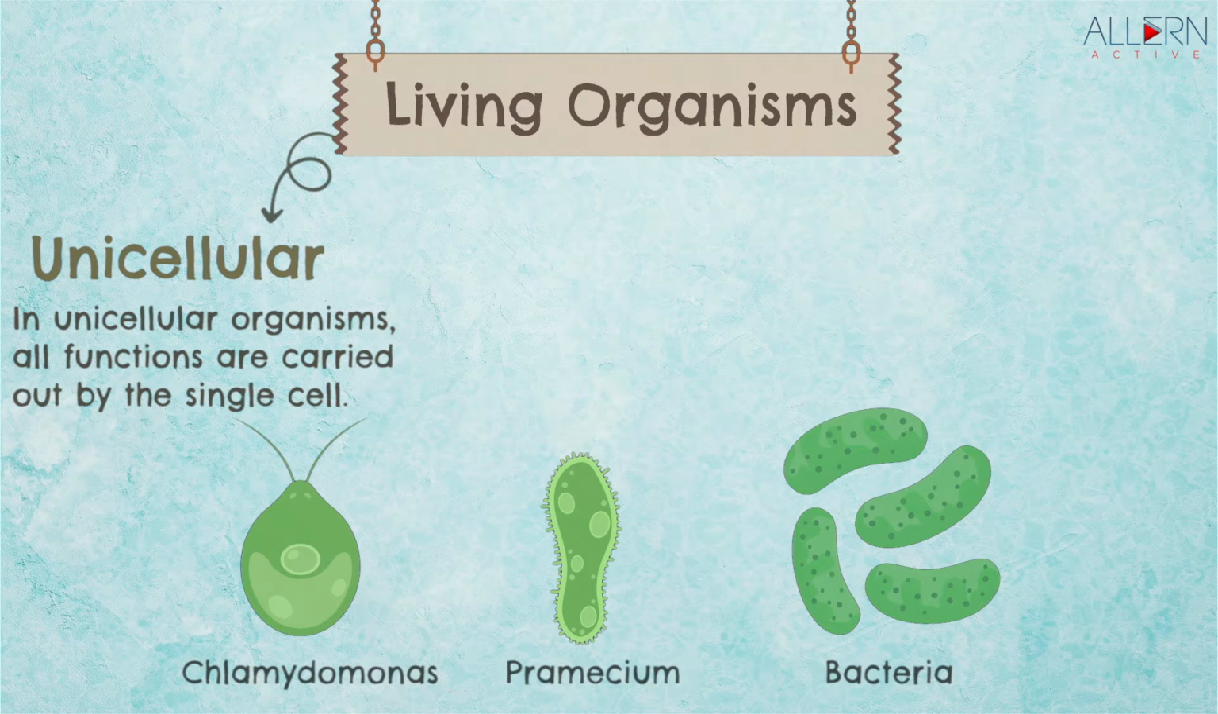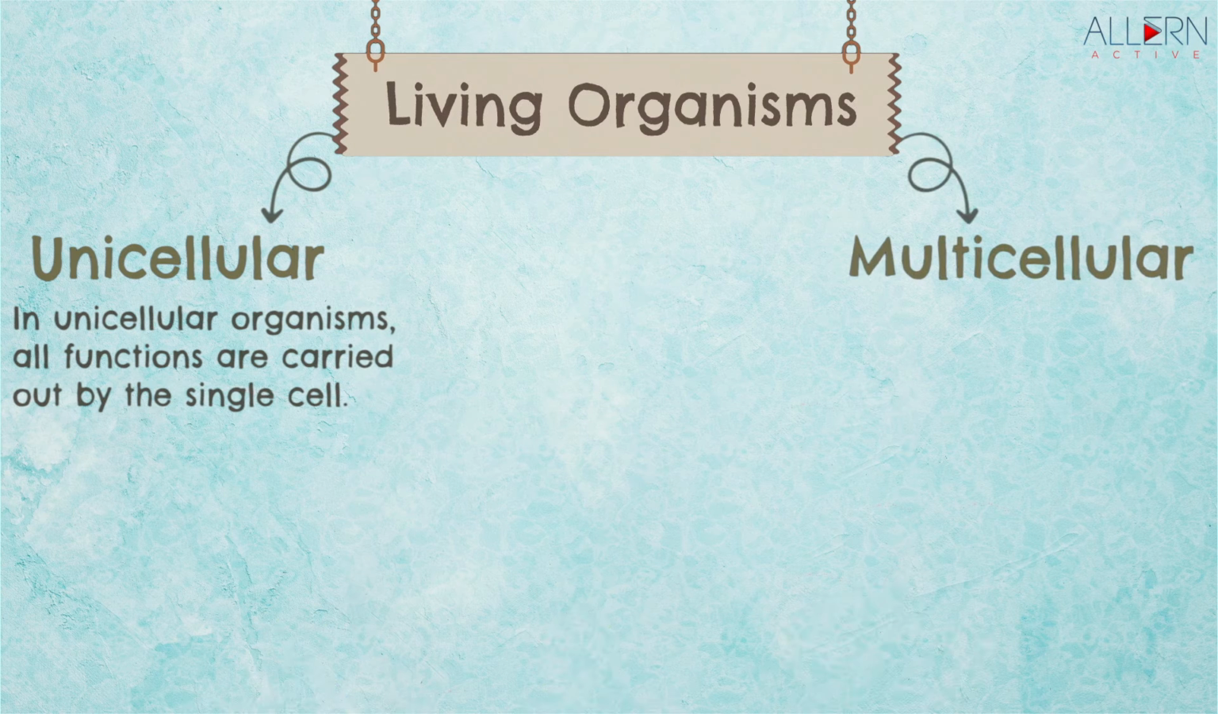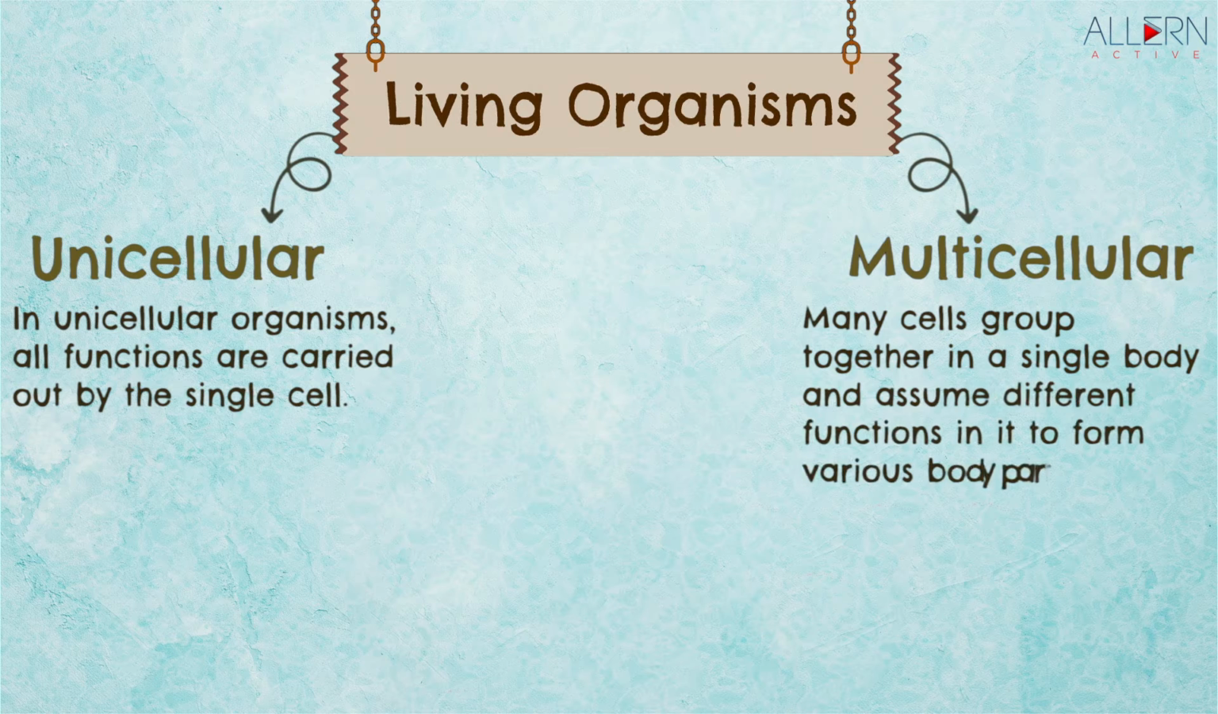Then obviously the second category would be multicellular organisms. And as the name again suggests, they are made up of not one but many cells put together, right? So how do we define them? Many cells grouped together in a single body and assume different functions in it. So different functions are taken up by different cells and tissues, right? And that is why we call them multicellular organisms.